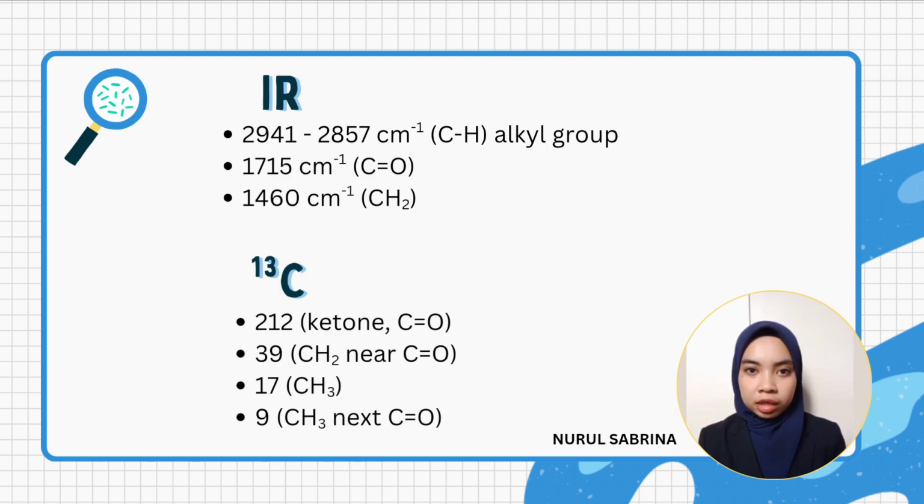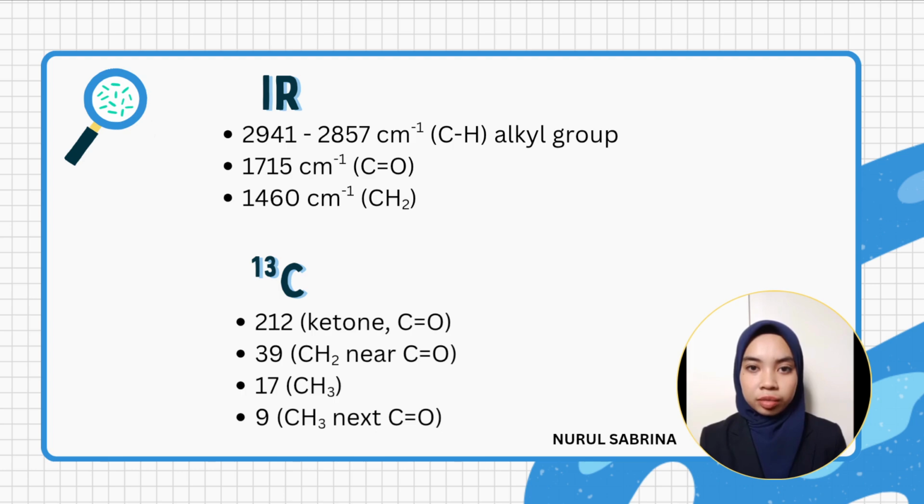Based on the IR data, the wavenumber range of 2941 until 2857 shows the CH stretch, which is specific to an alkyl group. The carbonyl group, which is C double bond O, with a clear strong peak at 1715 is most likely a ketone, and CH2 bending is shown by 1460, which further supports the presence of the alkyl chain. We already suspect that our molecule is a simple ketone with an alkyl group based on the IR spectrum.